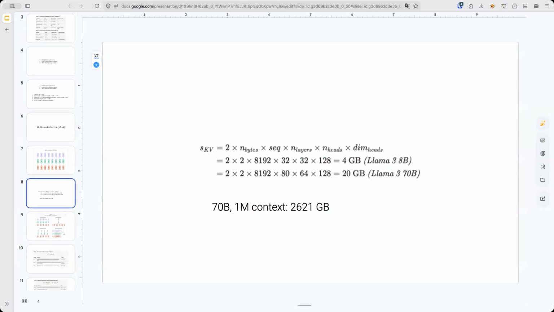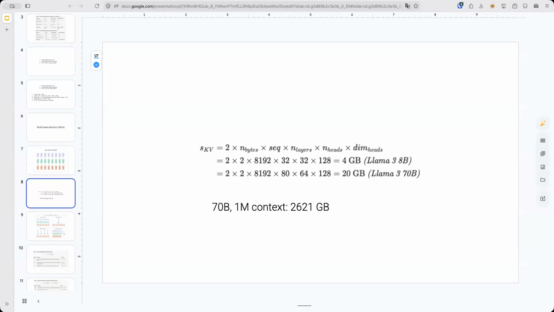If we try to calculate the size of the KV cache, the equation goes roughly like this. It's 2 times n bytes, because it's the K matrix and the V matrix, right? So it's two matrices. Then n bytes times sequence length, times number of layers, number of heads, and dimension of the heads.